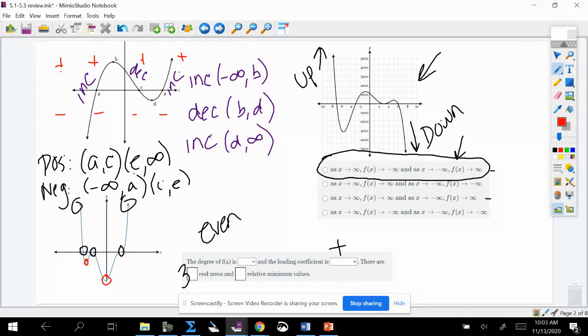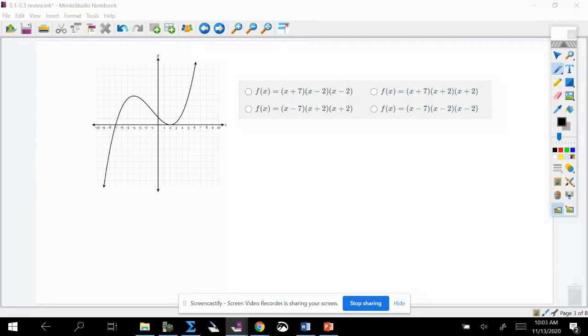And it's got a minimum right here. So this one has 2 minimums. So those are the visual type questions you'll see on Delta Math. Moving on. Here's one more visual question. So these are also pretty quick.